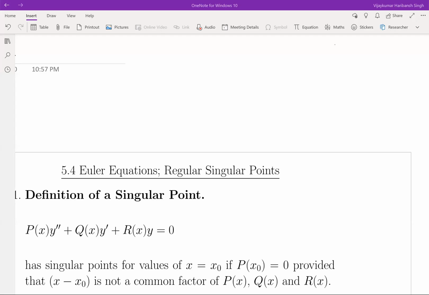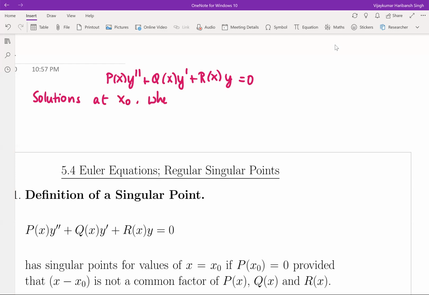Welcome students. So in last class we discussed differential equations of the following form: P(x) y'' + Q(x) y' + R(x) y equals 0, and we were discussing solutions at x naught, where p of x naught is not 0. That basically had the connection with the non-singular differential equations.